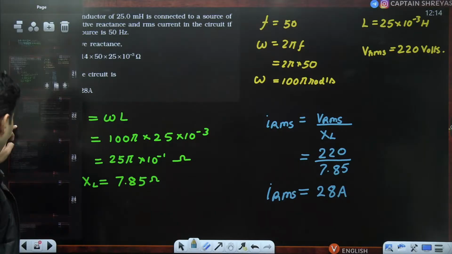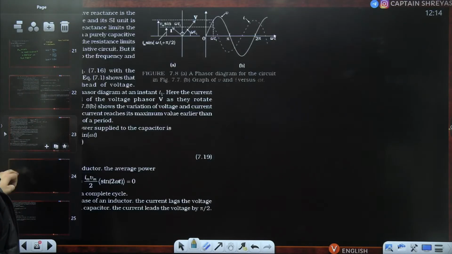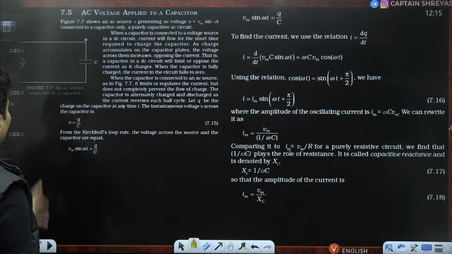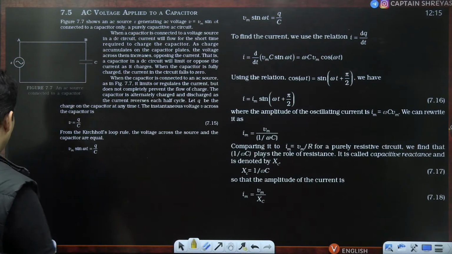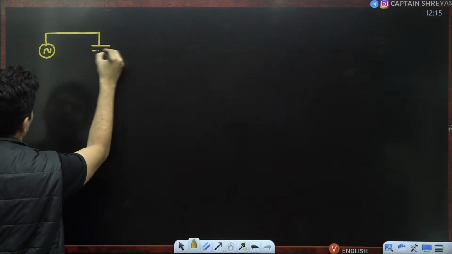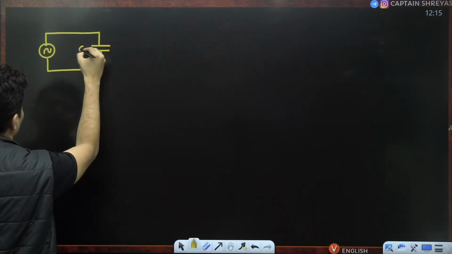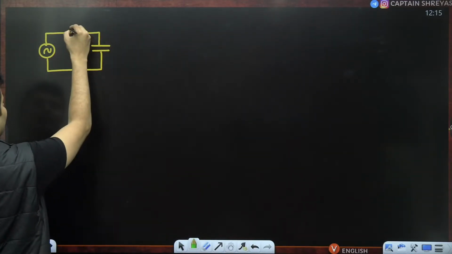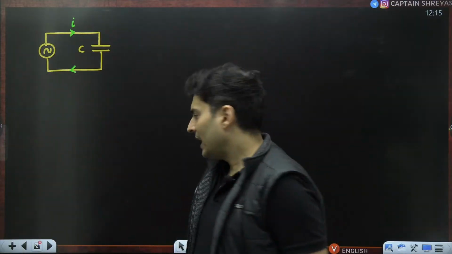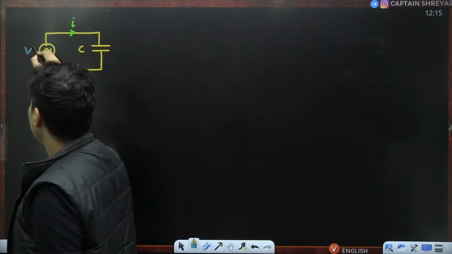Very good. Now, moving ahead, the next concept is the capacitor. Same thing has to be done for the capacitor. So the next topic 7.5 is a source with a capacitor, and they have done the same analysis here. So my dear students, if you take an AC circuit with a capacitor like this, since it is alternating, current will go once like this, once like this. And this will be the voltage.